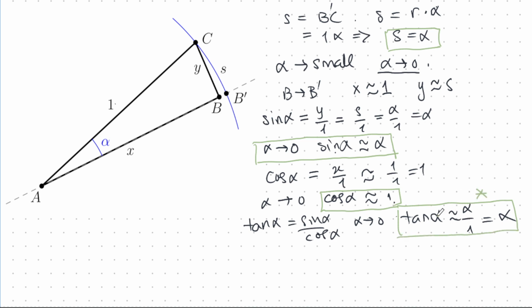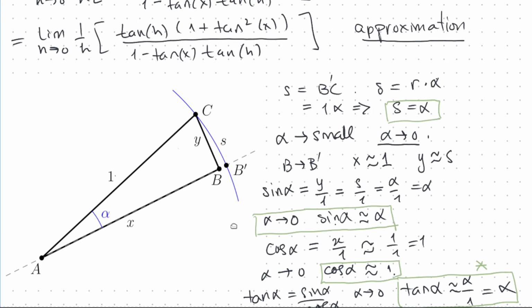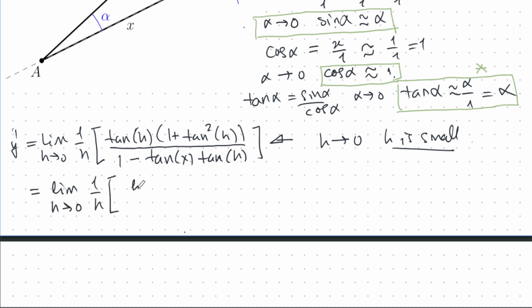And this is the one that we really want. So this was the last computation that we had up here. And now let's use our approximation, because in the limit, h is going to 0, so h is indeed small. So if h is small, we're allowed to use these beautiful approximations that we proved above. So this is going to be limit h goes to 0, 1 over h. Well, tan h is approximately h. This stays the same. Oh, that's not an h, that's an x here. So that stays the same.